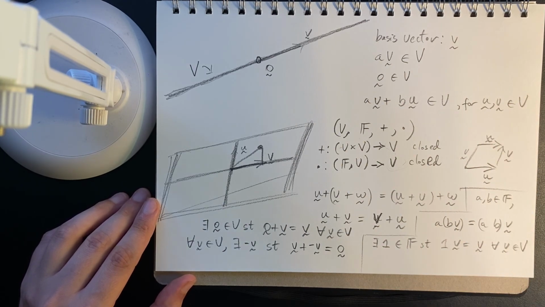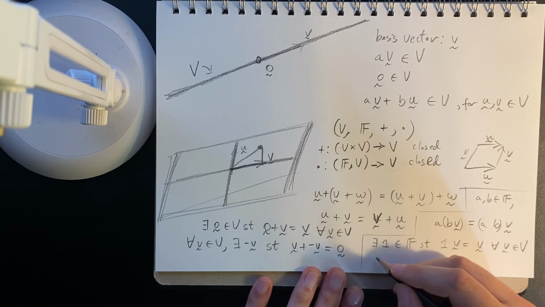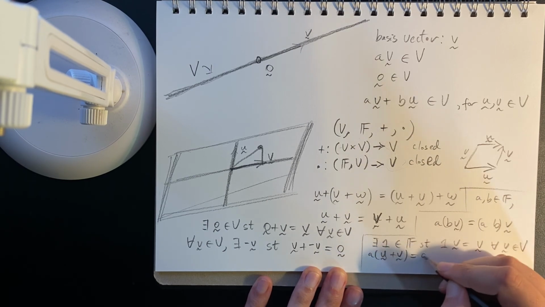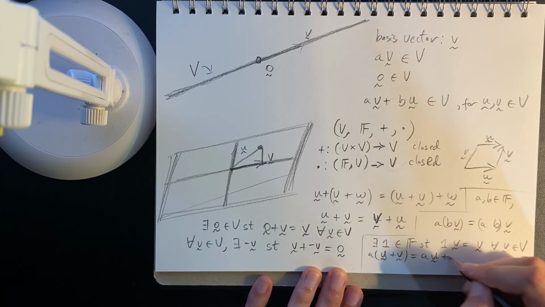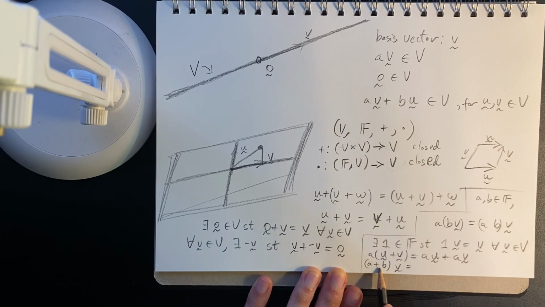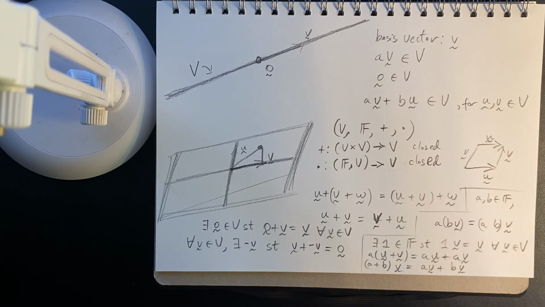And then we have, I'm kind of running out of paper here, but we have the distributive law as well. So we go scalar times (u plus v) equals scalar times u plus scalar times v. And then similarly, if I add up the scalars first, then we have A v plus B v. And this is the formal definition of a vector space.